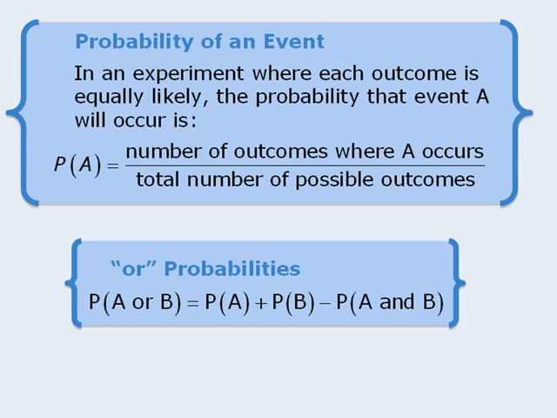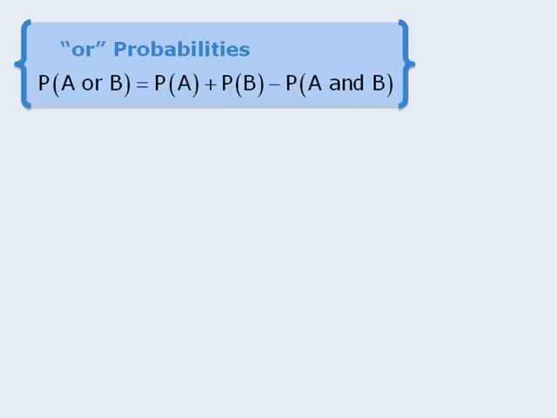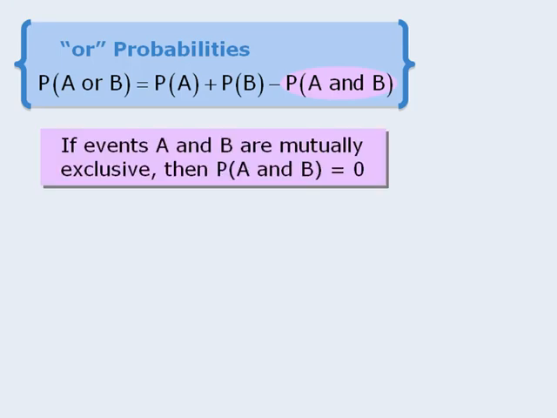Now, before ending the lesson, I want to point out a certain aspect of this formula. It has to do with this part here, the probability that events A and B occur together. If you recall from the last lesson, we learned that if events A and B are mutually exclusive, then those two events cannot occur together. And if events A and B cannot occur together, then the probability that both occur must equal 0. So if events A and B are mutually exclusive, this part of our formula will equal 0 and essentially disappears.